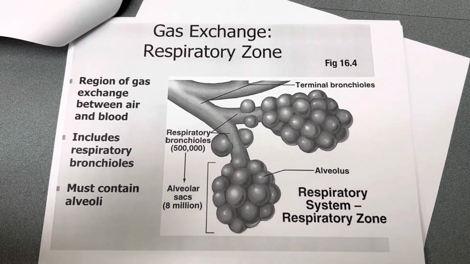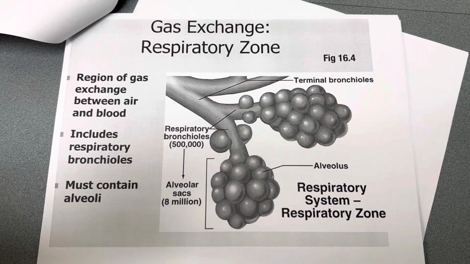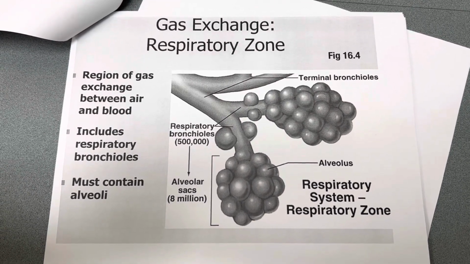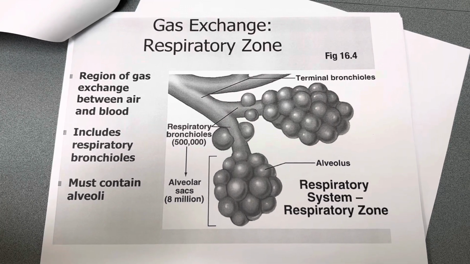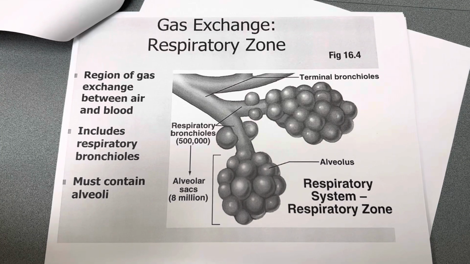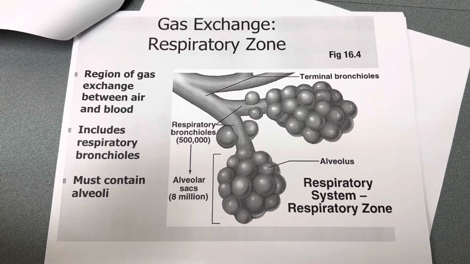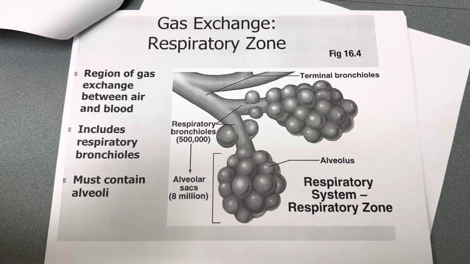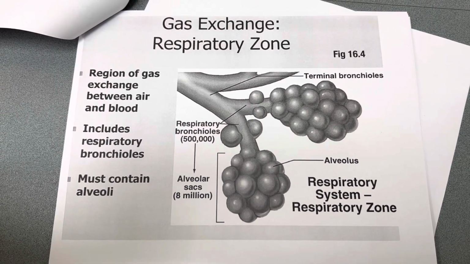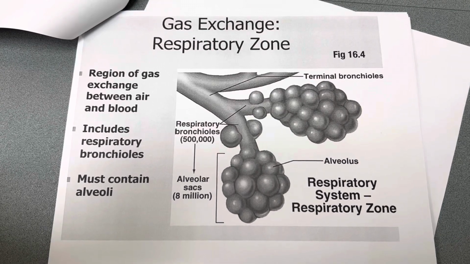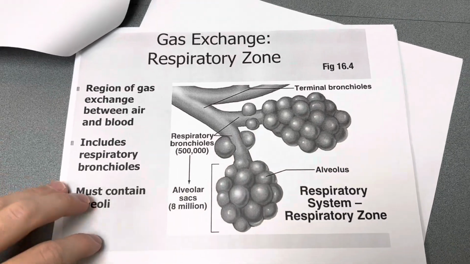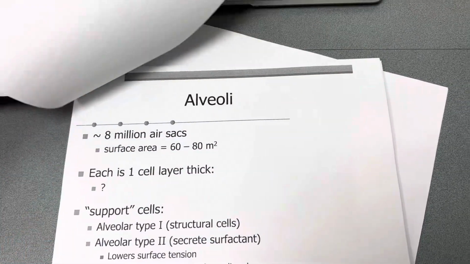Gas exchange, respiratory zones. The region of gas exchange between air and blood includes respiratory bronchioles, which must contain alveoli. These are the places where there's gas exchange: terminal bronchioles, respiratory bronchioles, alveolar sacs, alveolus, and respiratory zone. That's what that is.